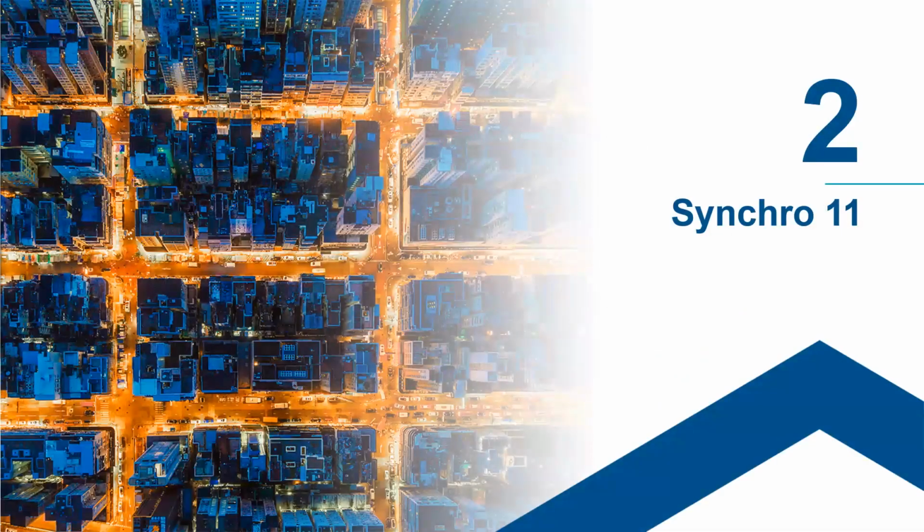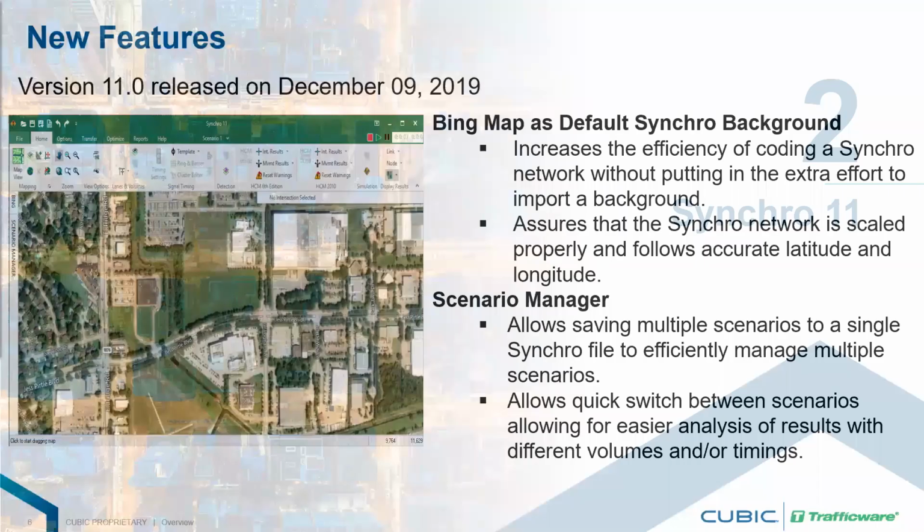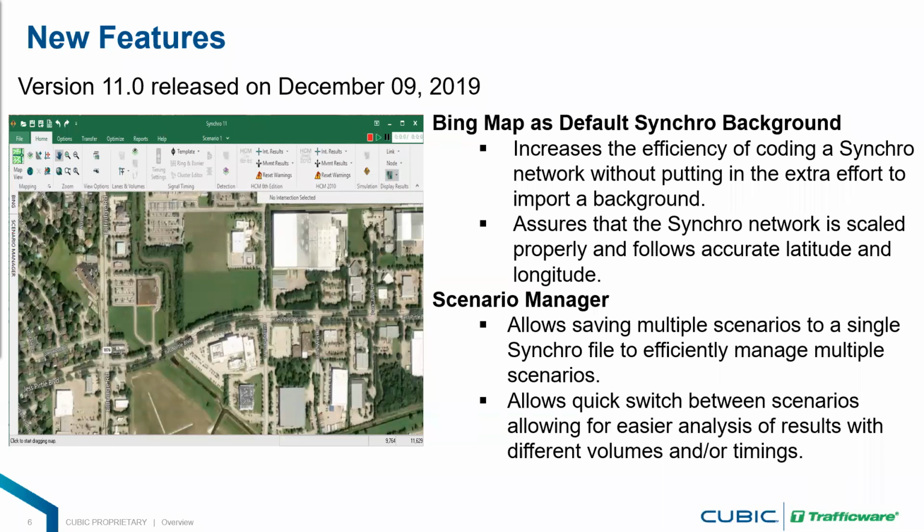Okay, so now let's jump in and start talking about Synchro 11. Synchro 11 was released on December 9, 2019. It comes with a new level of convenience and improved productivity. Version 11 introduces global Bing Map as the default Synchro background and the much anticipated Scenario Manager.